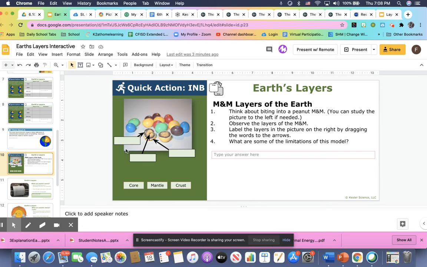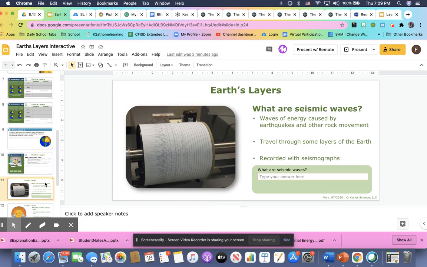So which one do you think is the core? Which one do you think is the mantle? And which one do you think is the crust? Use these and drag them. What are some of the limitations of this model? Remember, models are not drawn to scale. And what are some other limitations of this model?